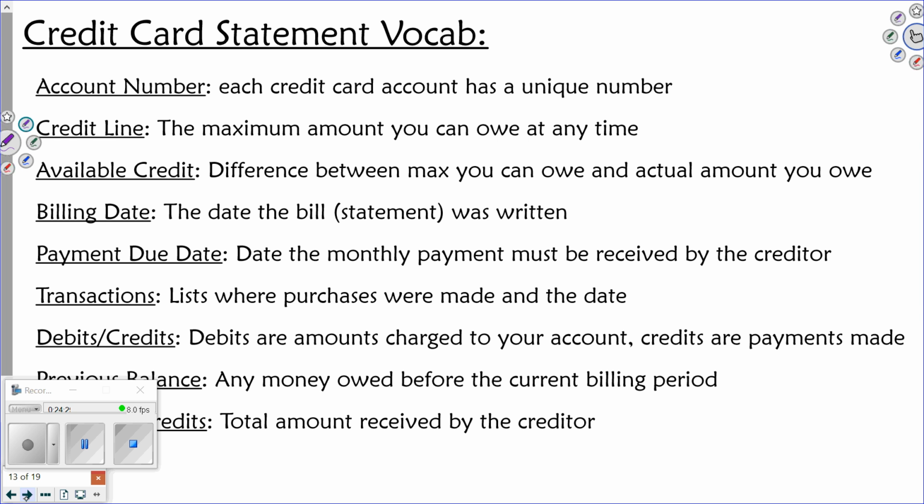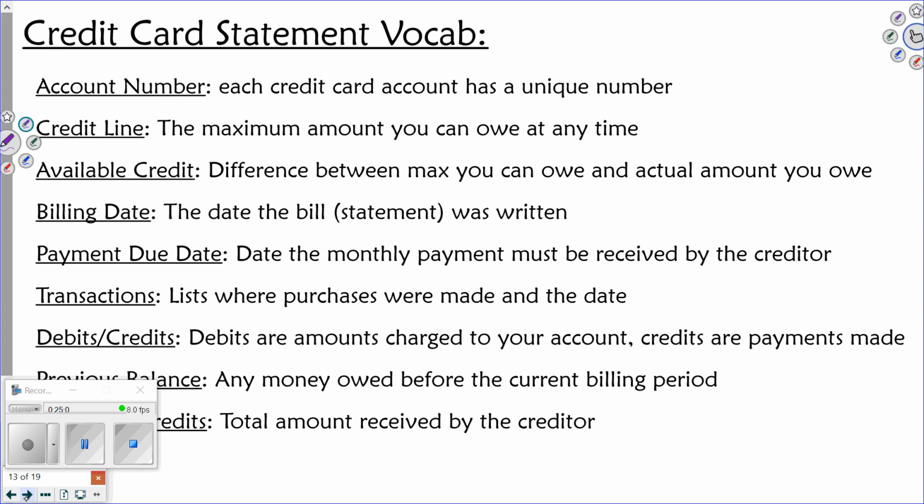Now, a lot of vocab. So let's read through it, make sure we know what everything is, and talk about what every piece is. So you're going to have an account number. Every credit card has a unique number. I'm sure you already knew that. It will tell you your credit line. A credit line is the maximum amount that you could owe, or in other words, the maximum amount that you could charge. Like I know when I first got a credit card when I was in college, I think I had a credit line of like $2,000. Like I could not charge more than $2,000 on it.